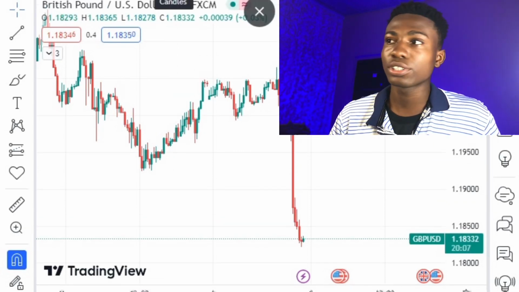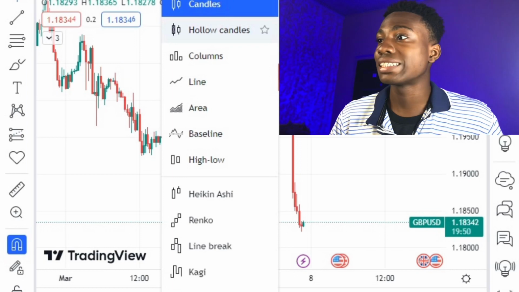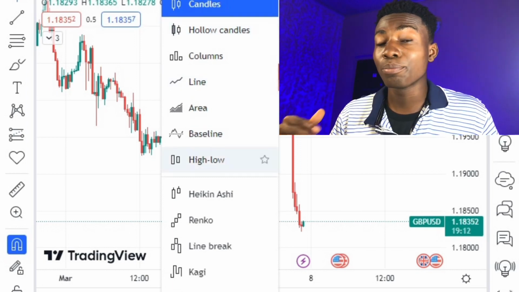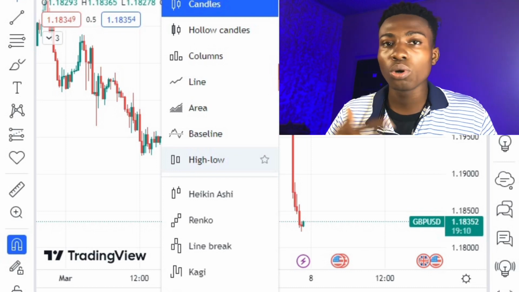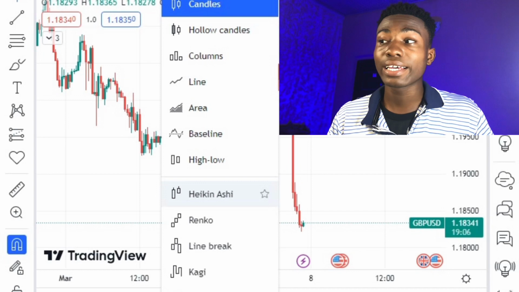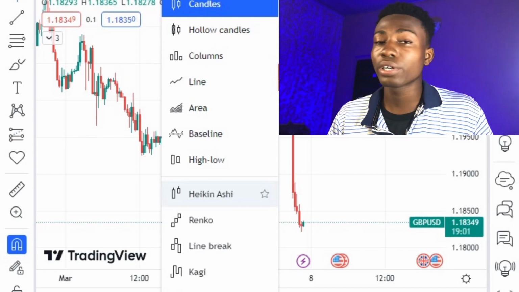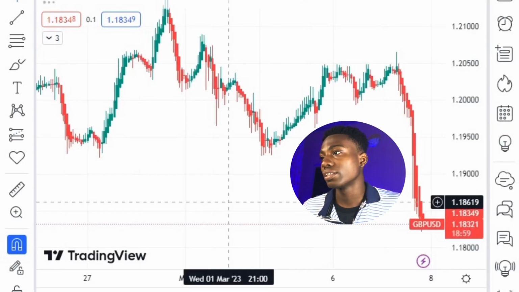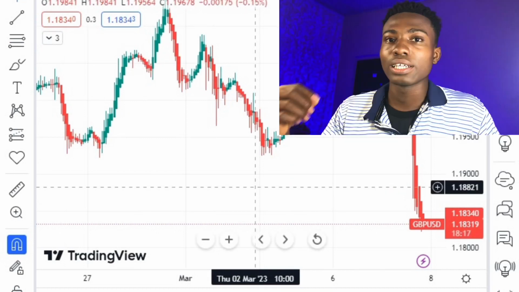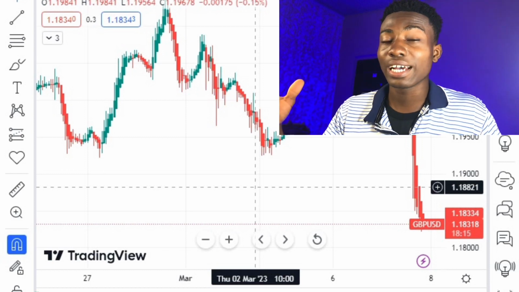Now, for me to show you this very easy candlestick, what you need to do is come to this candlestick section, and right here you see different types of candlestick. The best candlestick that I'd give to a beginner, which will make it much easier to understand what is actually happening in the market, is the Heikin Ashi candlestick. So what you want to do right here is tap on the Heikin Ashi candlestick, and it just makes everything much easier.